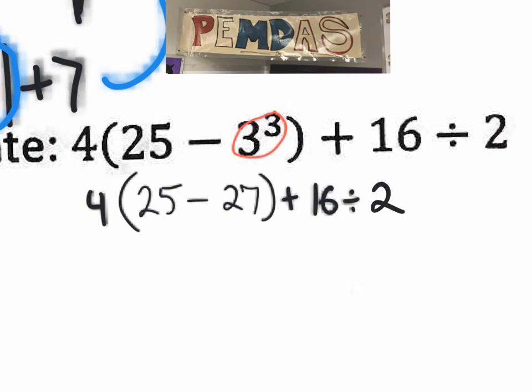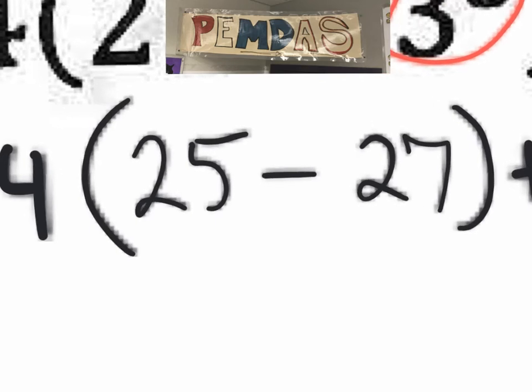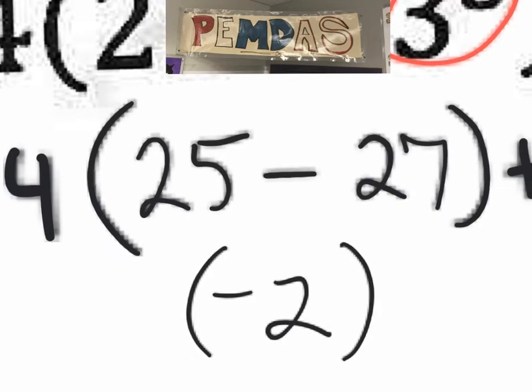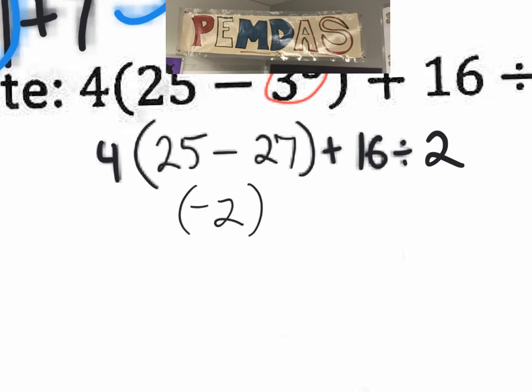So far, all I've done inside the parentheses is this exponent. Now, still on the inside of the parentheses, I'm going to do the subtraction. What is 25 take away 27? That's negative 2. So far, my parenthesis is going to have a negative 2 in there. And let me rewrite the rest. There's going to be a 4 in front, a plus 16, and a divided by 2.